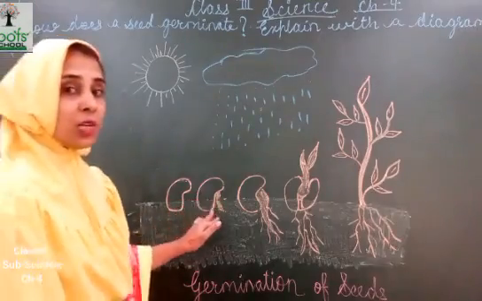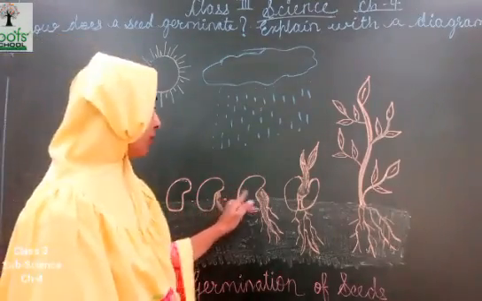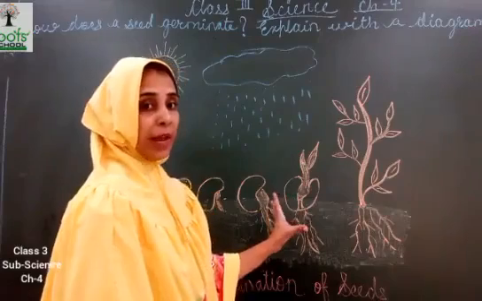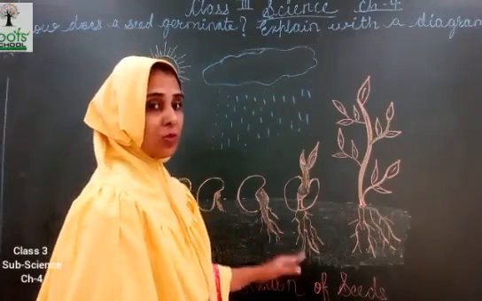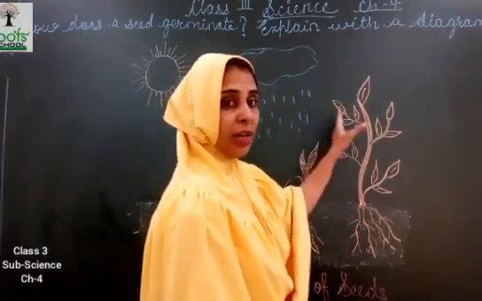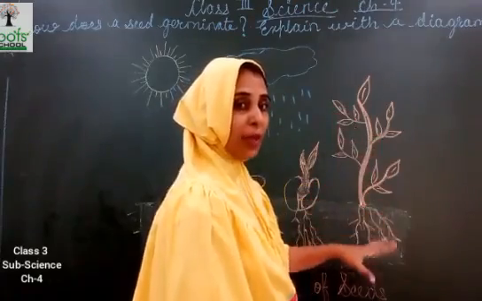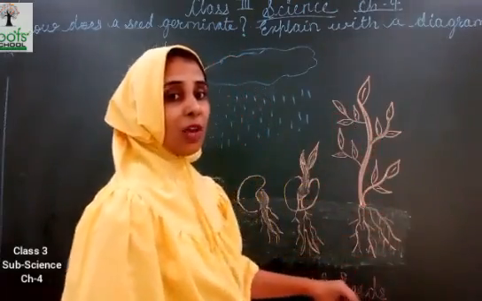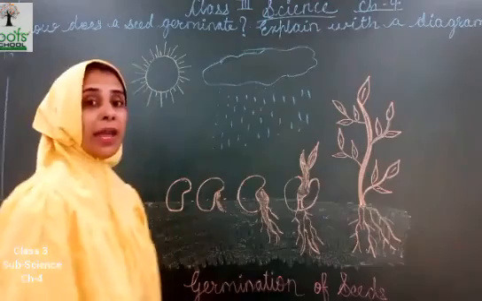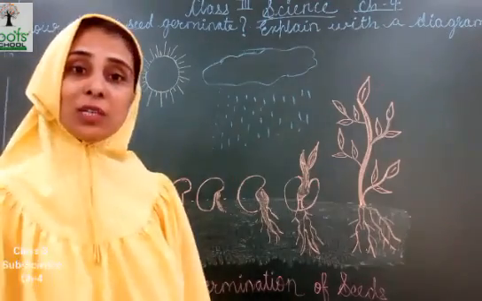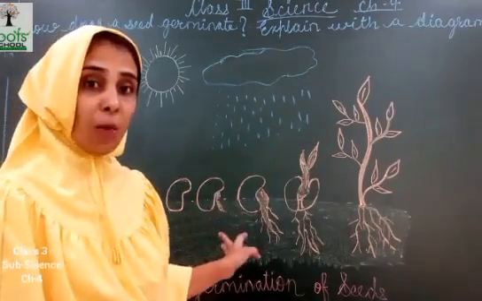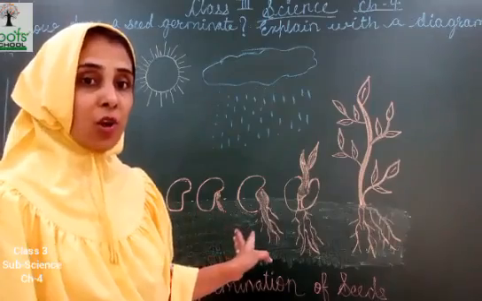The seed, first the small root comes out of it, then it increases, then the seed breaks out. One part develops as root and the other as a shoot. The shoot develops into a plant, and the root goes inside the soil, in presence of air, water and sunlight. So this diagram you will draw in your copy.